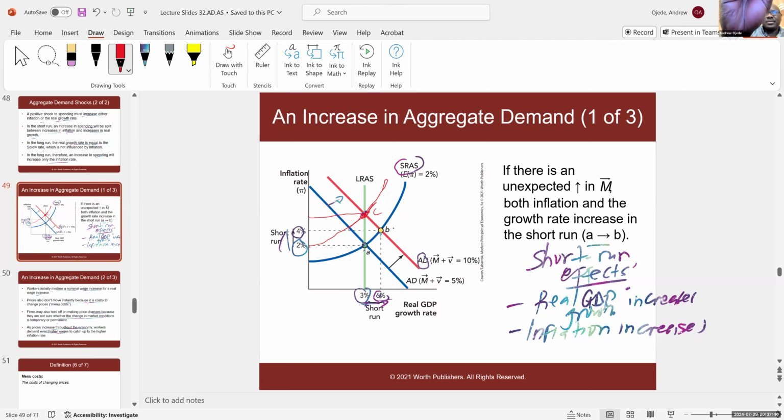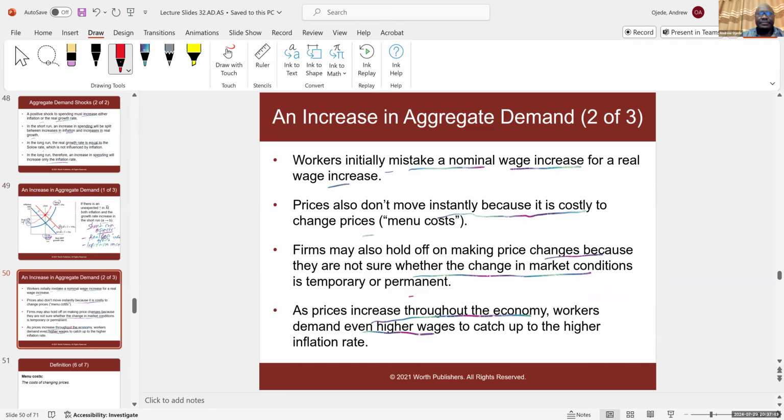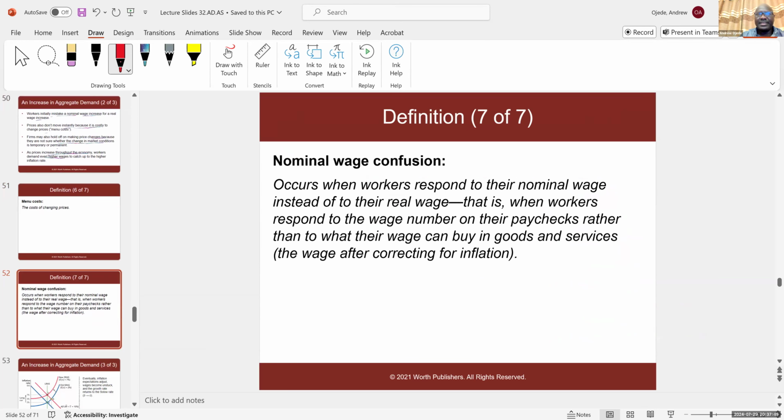See that? And inflation is going to, I think I have a better diagram. And then, yeah, there you go.